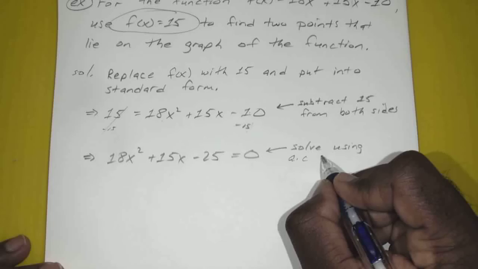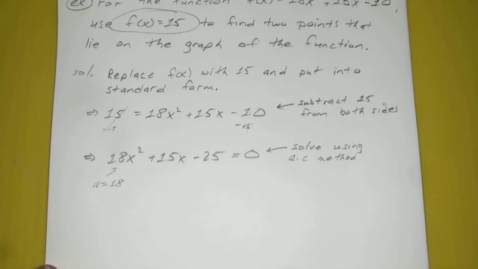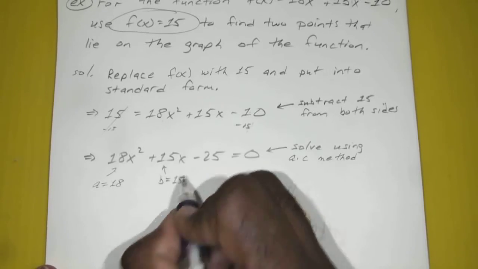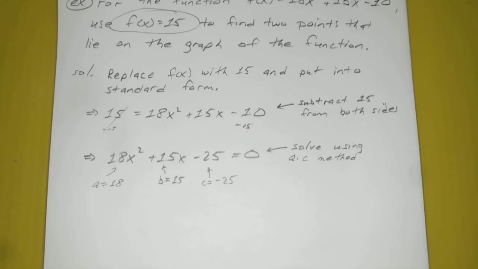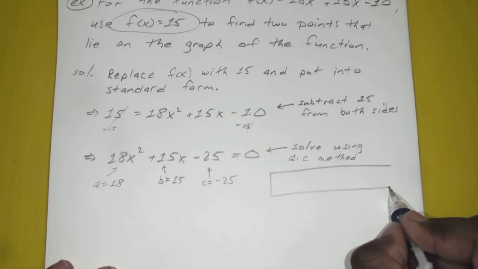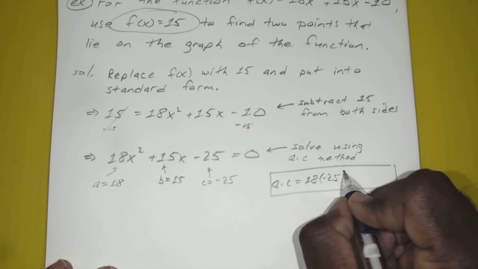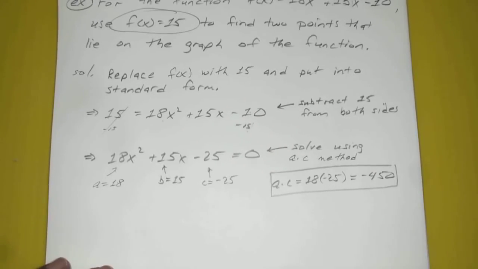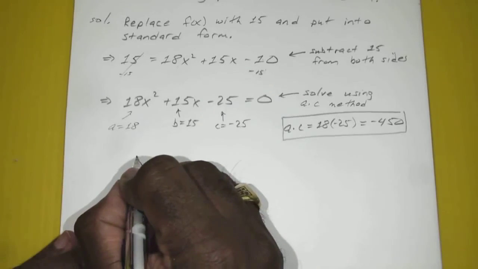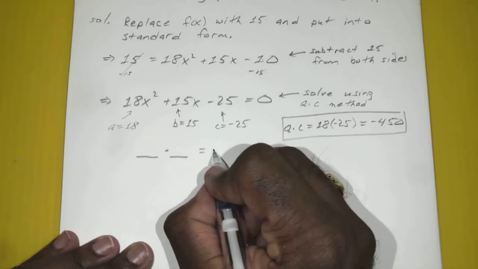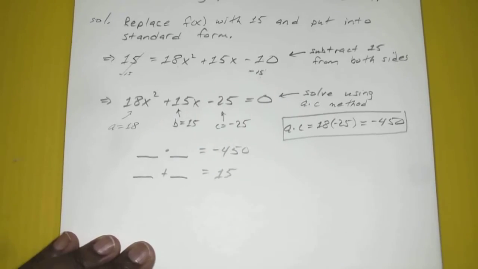So solve using the A times C method, where in this case, your A is equal to 18, your B is equal to 15, and your C is equal to negative 25. So that means your A times C is going to be 18 times negative 25, which is negative 450. So that means we have to find two numbers that multiply to equal your A times C. And those same two numbers add to equal your B, which is 15.